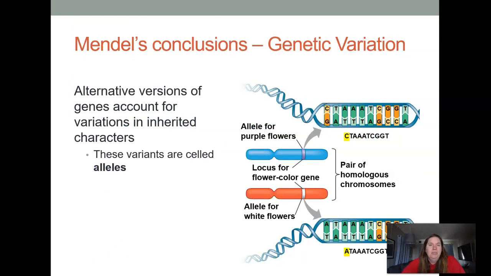And this led him to conclude that the way that genes vary, or the way that we get genetic variation, is through these alternative versions of alleles. These alleles are variations on a gene that are located in the same place on homologous chromosomes, right? We consider these two chromosomes, one from mom and one from dad, a homologous pair because they contain the same genes. They contain different alleles of the same gene.